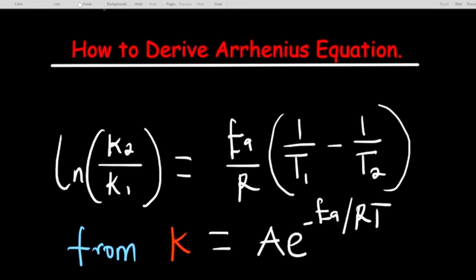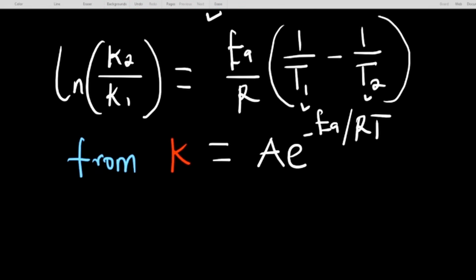Today I'm going to show you how to derive the Arrhenius equation. This equation is used to calculate the activation energy of a chemical reaction at two different temperatures. You can see the temperatures here. We've got T1 and we also have T2. Now, how do we derive this formula and where does it come from? It all comes from this expression here.